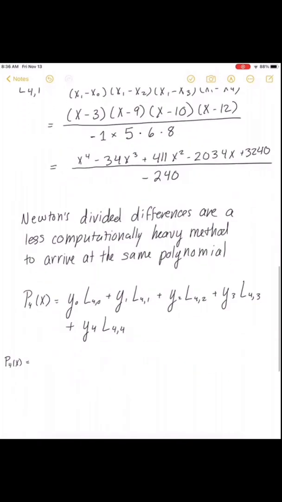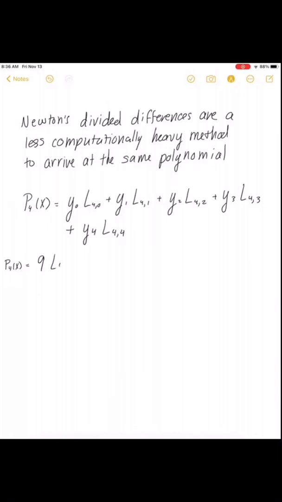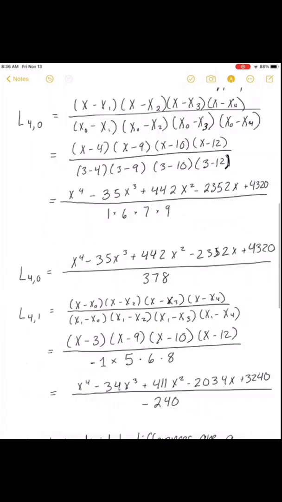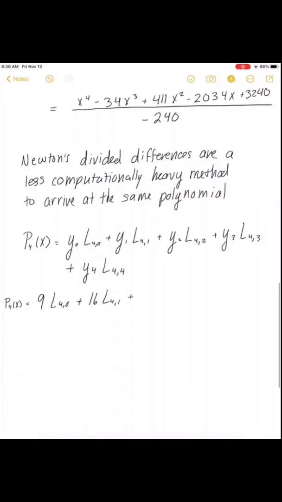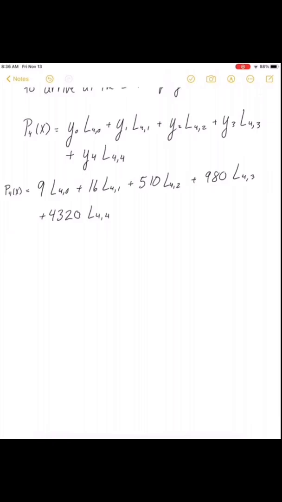So this gives us 9 times L40 plus 16 times L41. And I'm just going to flip back and forth. 510, 980, 4320. I'm just doing this so I don't have to go up and down. 510 L42, 980 L43, and 4320 L44.